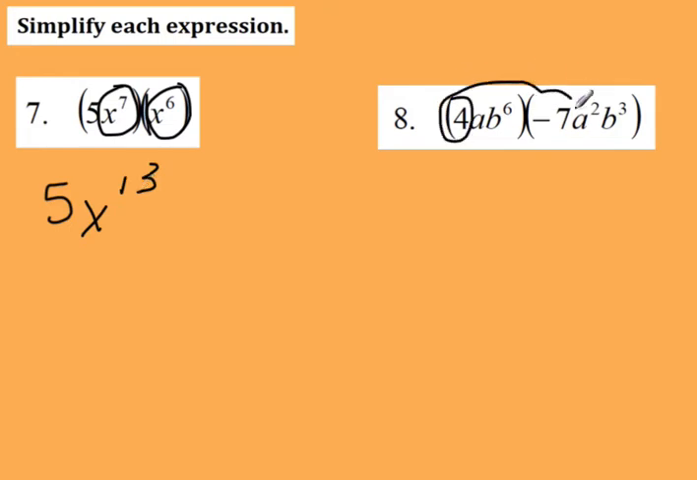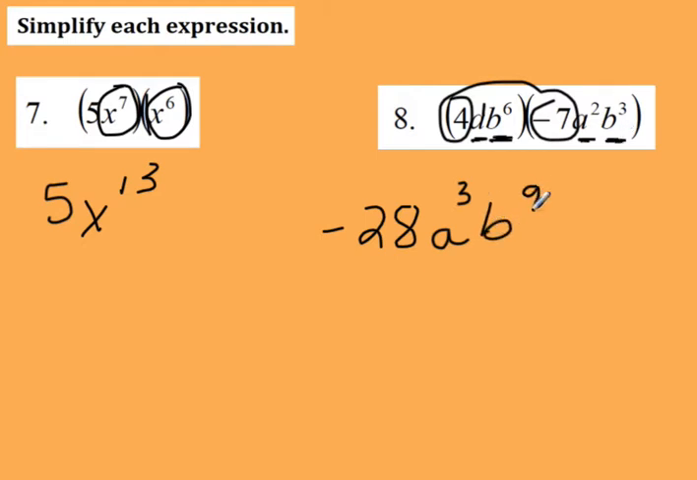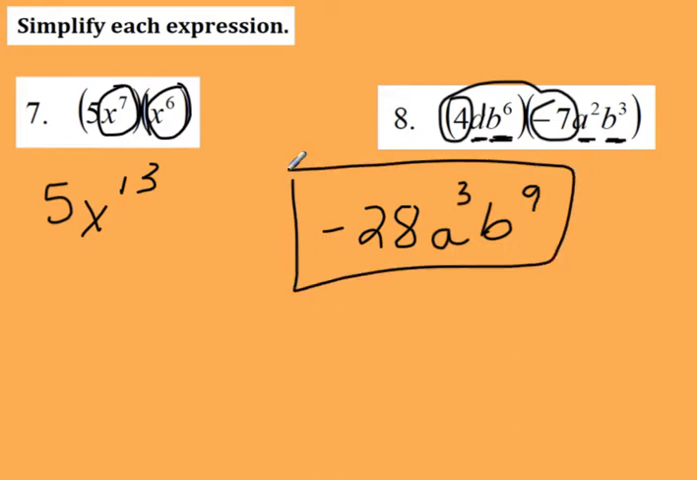Taking a look at number 8, we need to multiply coefficients. So I'm taking 4 and multiplying by negative 7. 4 times negative 7 is negative 28. Now I need to start adding exponents. So I have a to the first times a squared. When you add those exponents, you're going to end up getting a to the third. Then I'm going to take b to the 6th times b to the 3rd, add those exponents, and you end up getting b to the 9th. So that's your final answer for number 8.